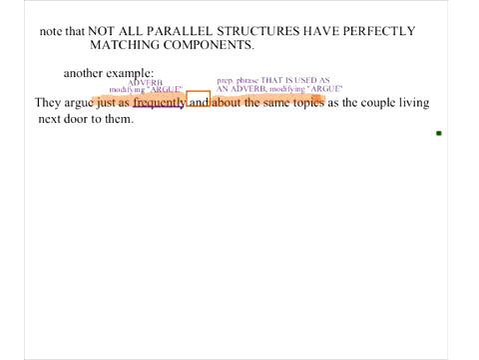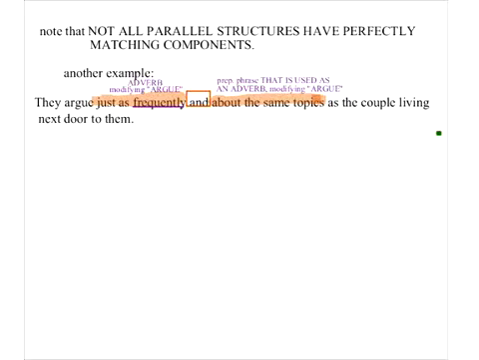So these are parallel. I mean, this is as good as you're going to get. This is not perfect parallelism, but you can't make this any better, because there's no way to make this a prepositional phrase. You can't say with the same frequency, because that wouldn't mean the same thing. There's also no adverb that means this. There's no such word as, like, about the same topics lead. So you can't do that either. So you're stuck with just as frequently and about the same topics.